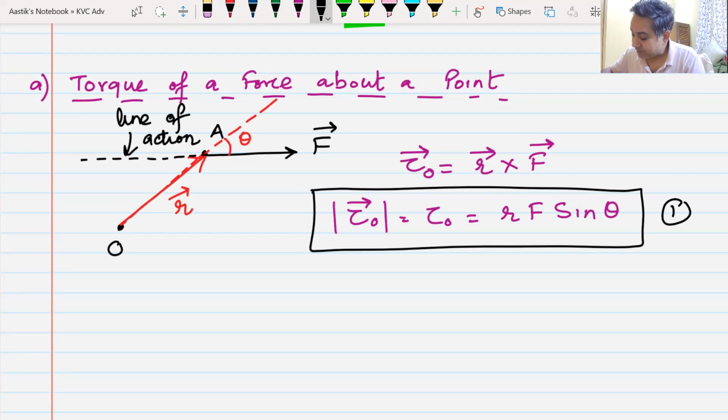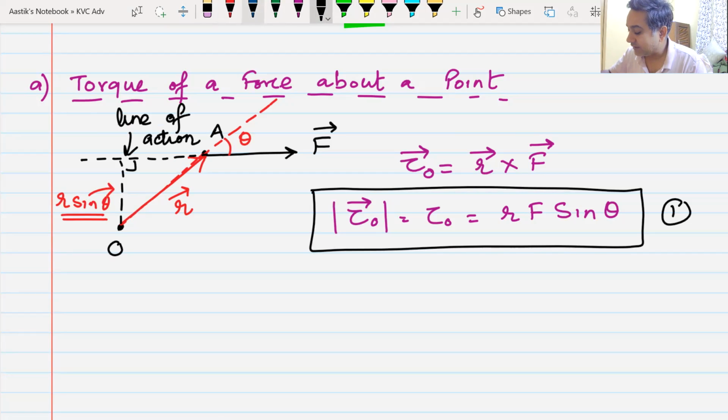Now I can drop a perpendicular from here to here. So if this is R, this part becomes R sine theta. Yes or no? You can do the math later on. This part becomes R sine theta. I have dropped a perpendicular from here to here. This part becomes R sine theta.